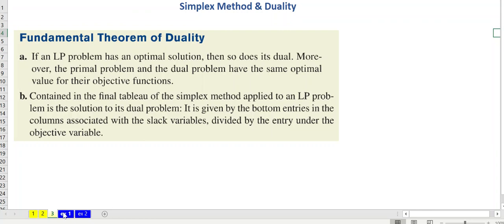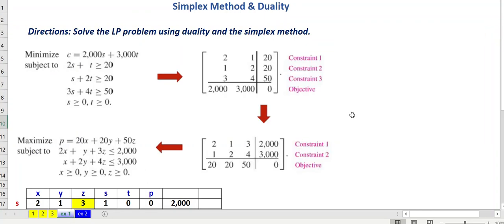So let's take a quick look at the first example. Here is our original linear programming problem, and we can confirm that it does meet the non-negative objective condition and it is a standard minimization problem. All the inequalities are greater than or equal to. So what we want to do is create a standard maximization problem. We do that by first creating a matrix.